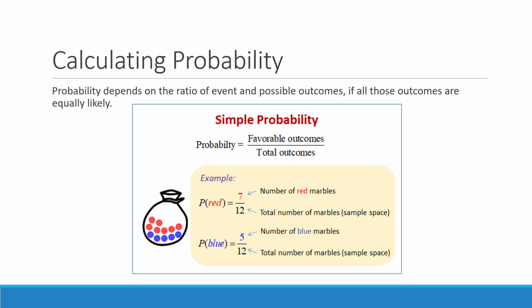So here's a very simple example. It says, what is the probability of drawing a red marble? So we would count the number of red marbles, which is 7, and then the bottom number is always the total. So in this case, our total is going to be 12. For this one, we'd say, what is the probability of blue? So we would say there's 5 blue marbles out of a total of 12.